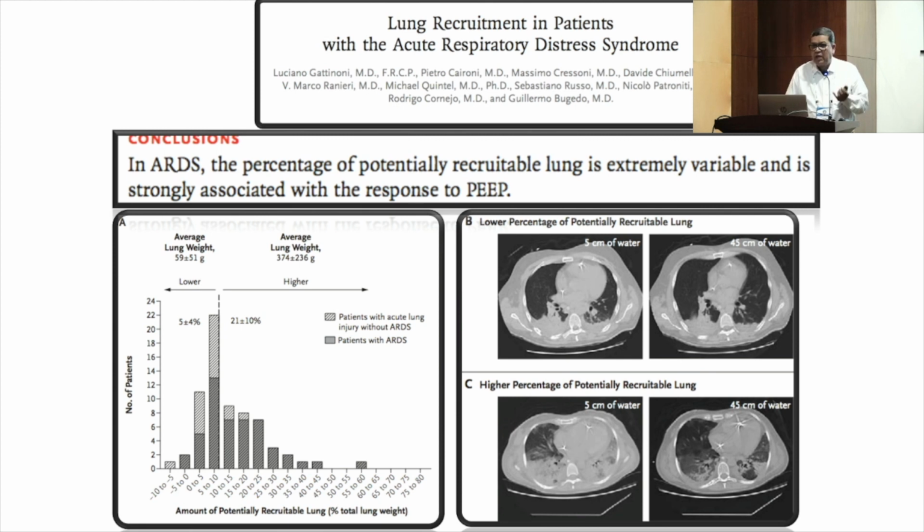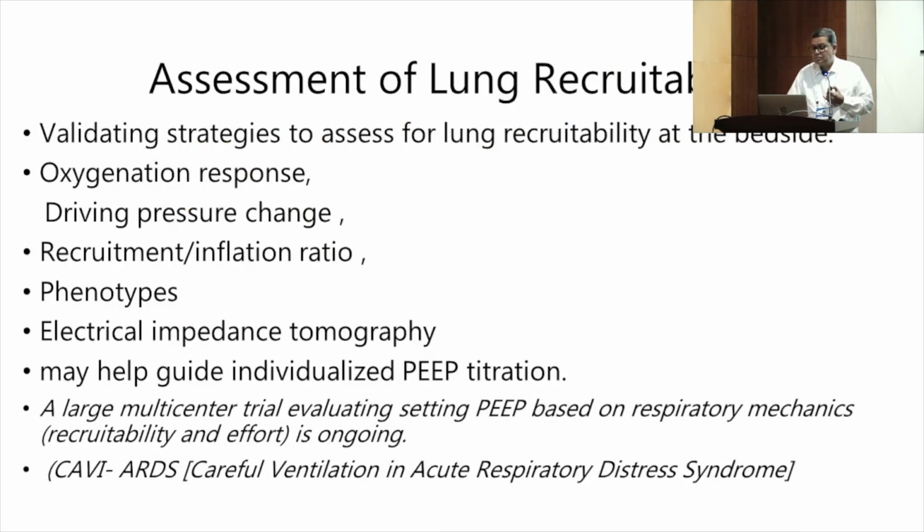So that's the issue. Some people say that early ARDS is more likely to be recruitable, more severe ARDS is more likely to be recruitable, and ARDS due to sepsis is more likely to be recruitable than ARDS due to pneumonia. These are all hard and fast rules, but they are not really hard and fast. Ultimately, there is no 100% way of saying whose lung is likely to be recruitable, whose lung is not likely. You have to have some other ways.